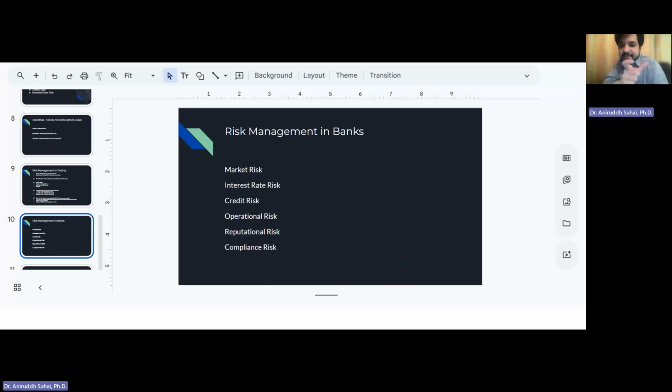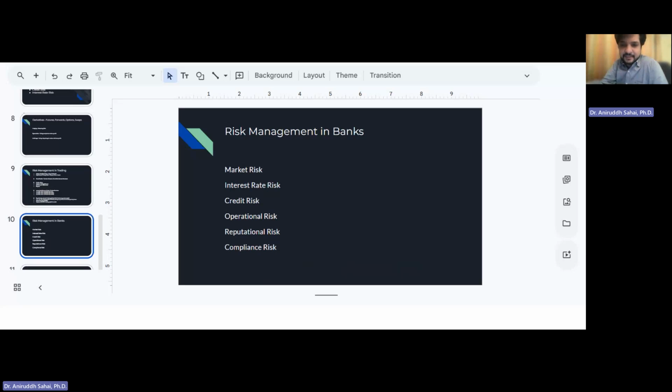This spread, this difference between the return that they are getting on the loans and what they are giving out to the depositors, this difference is responsible for their entire profitability. Now, it may seem to be a very, very simple business, simply taking funds at a lower cost and lending out funds at a higher cost.